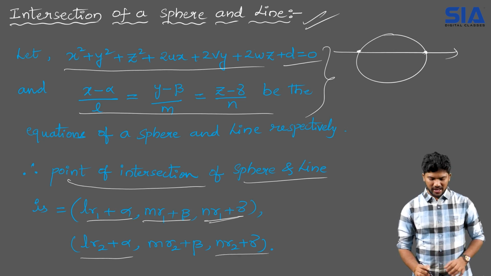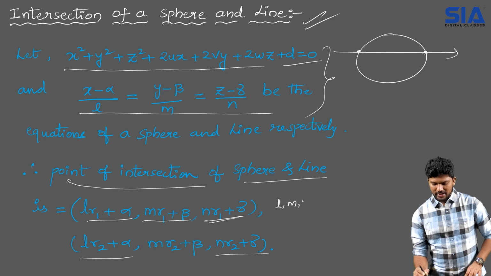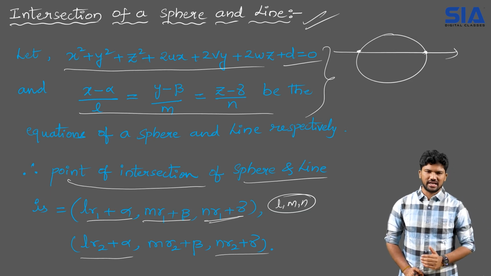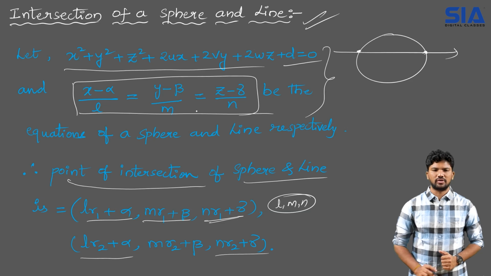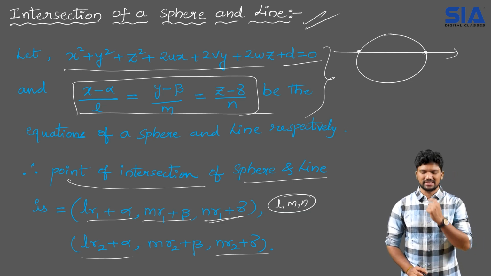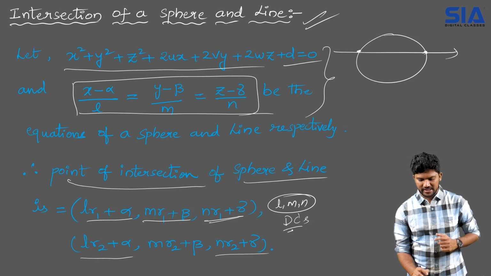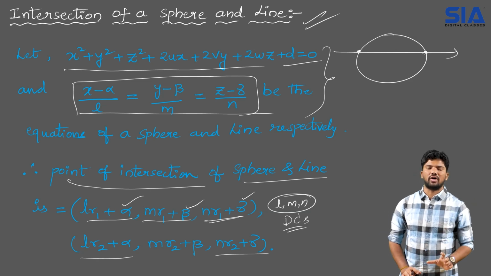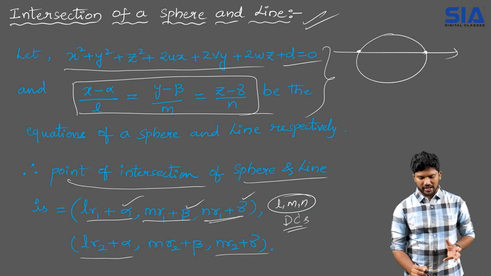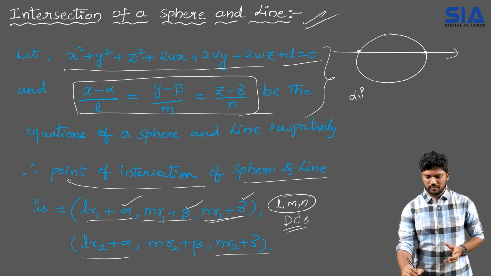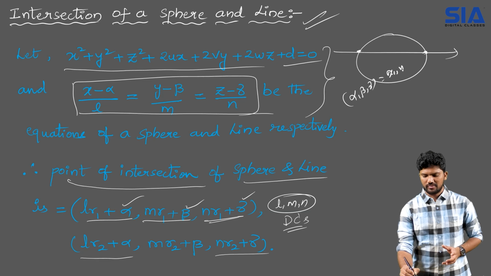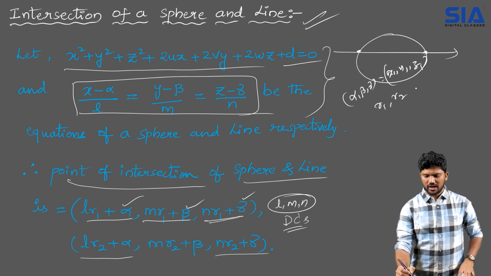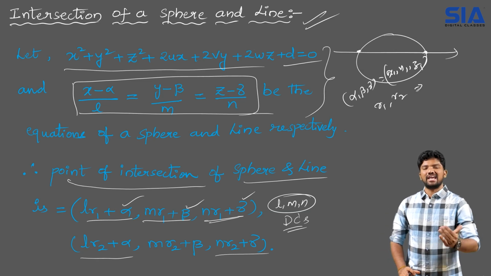Here, what are l, m, n? l, m, n we can obtain from the given straight line only. Why? Because the straight line is in this format l, m, n. We can also call them direction cosines, DCs. And alpha, beta, gamma: what are they? They will give one point in the problem. Sometimes we can take that point as x1, y1, z1. So alpha, beta, gamma we can also take as x1, y1, z1. And small r1 and small r2 are radii of the sphere.